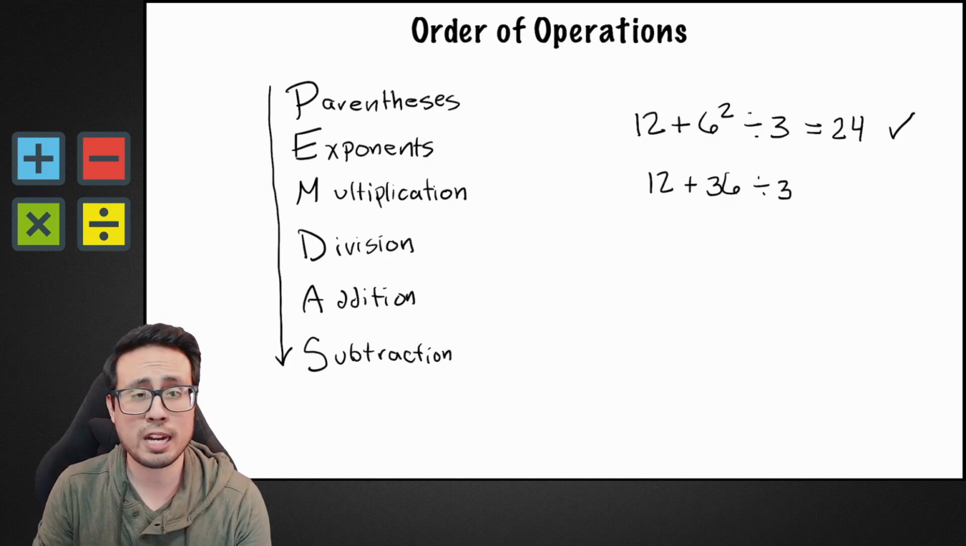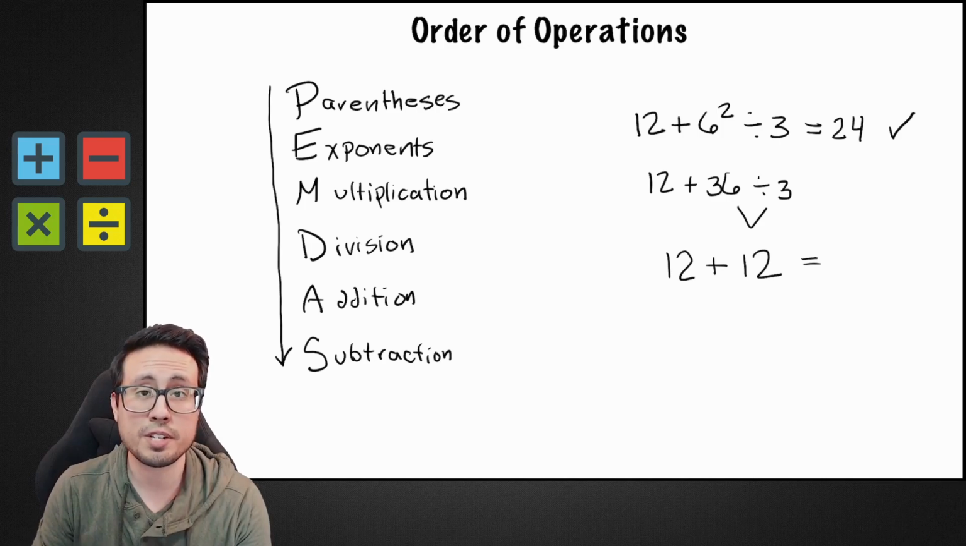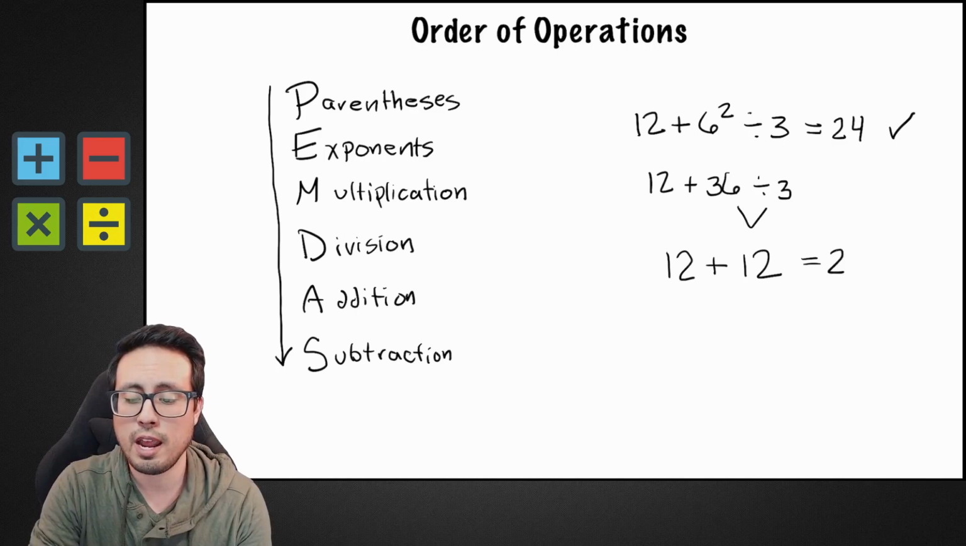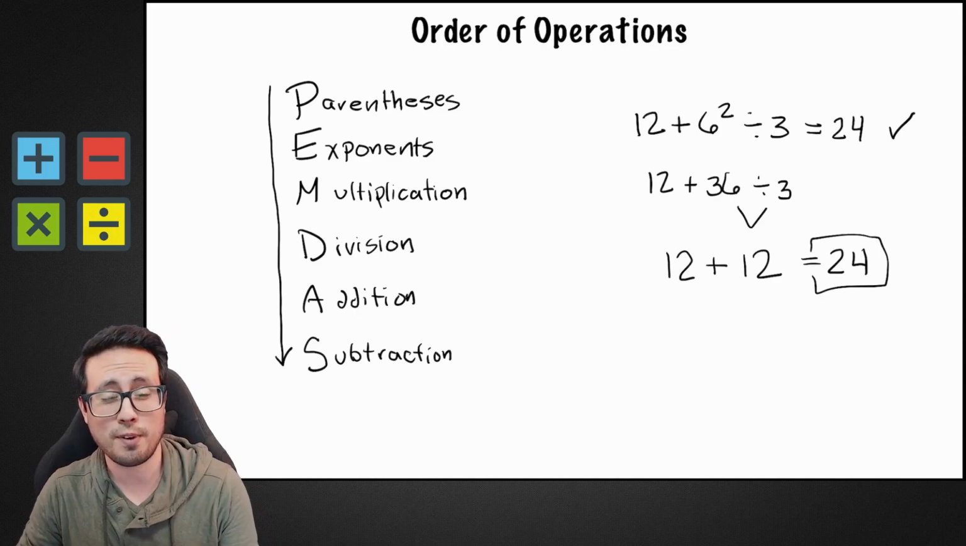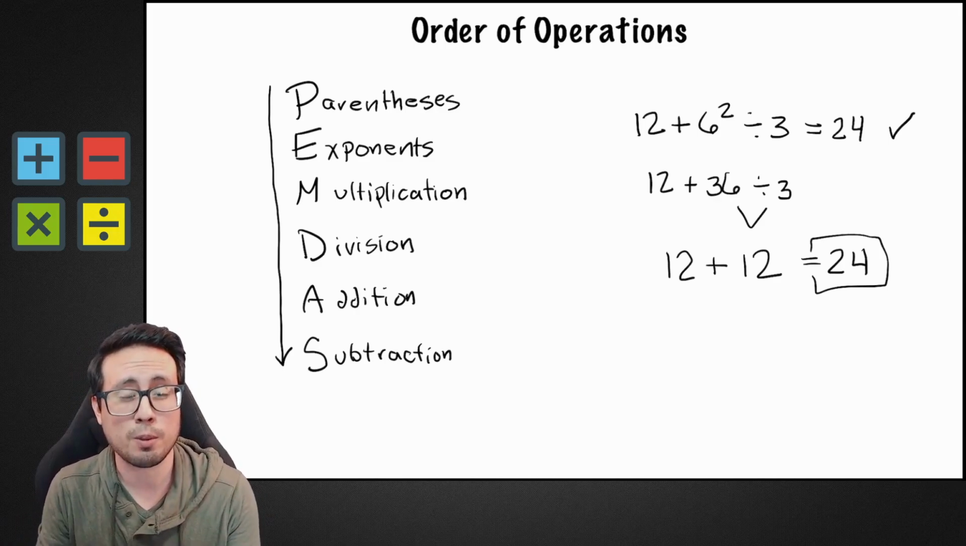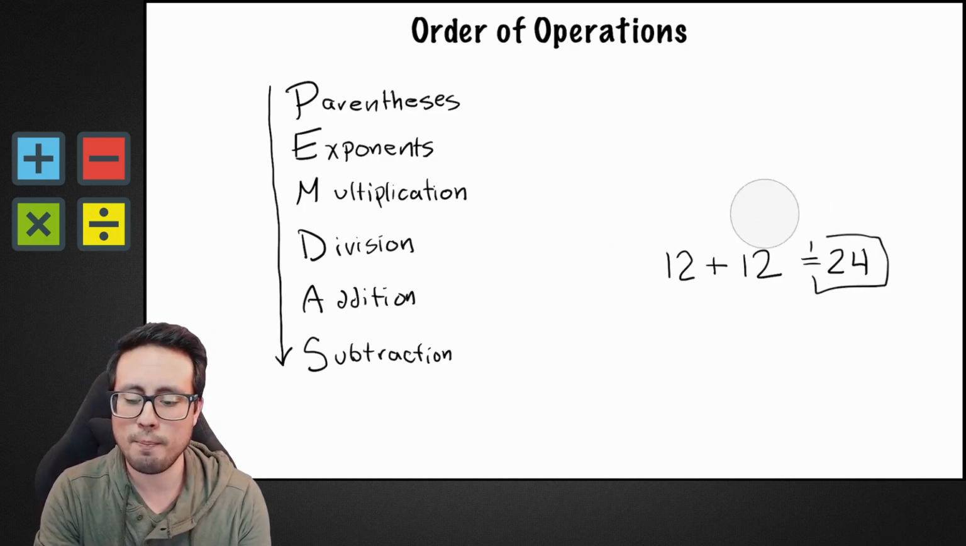Now, there's no more exponents. I went on to multiplication or division. There is division, so I simplified this, and I got 36 divided by 3, which is 12. There is no more multiplication or division. We go to addition and subtraction. 12 plus 12 is 24, and that's how we arrived at our answer. So if you got something different, right, at least now you know why you got something different and how you could do it the proper way. Cool. Let's do one last one.